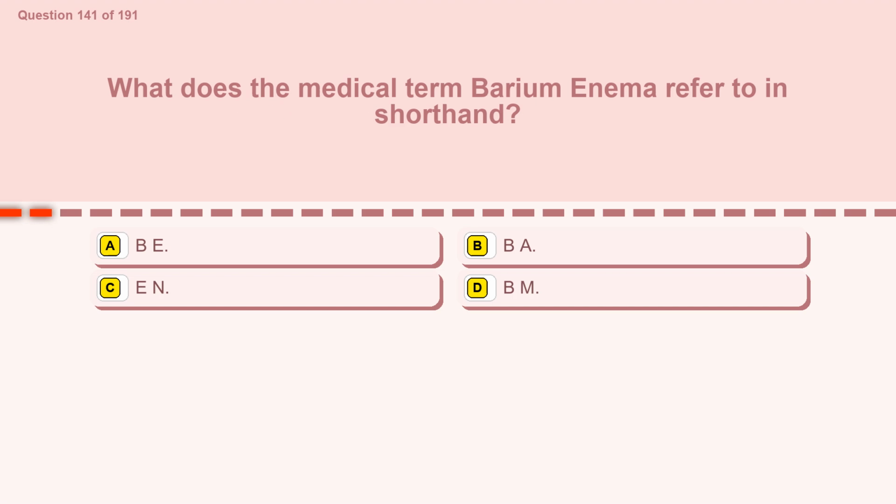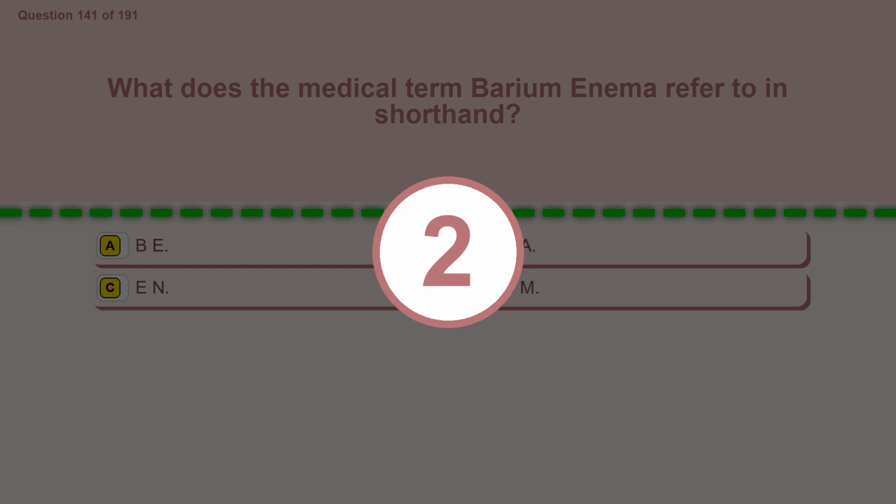Question 141. What does the medical term barium enema refer to in shorthand? Option A. BE. Option B. BA. Option C. EN. Option D. BM.